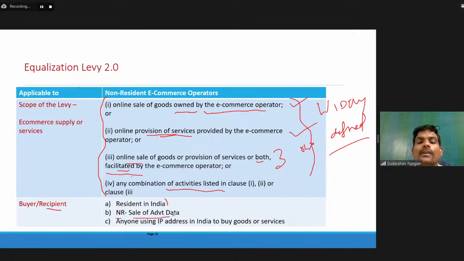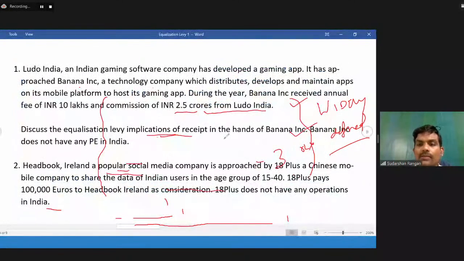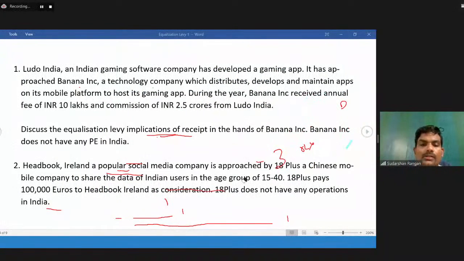Non-resident sale of advertisement data. Anyone using IP address in India to buy goods or services. So I will explain this through example. Let's go to better understand whatever we have discussed through case studies. So that's a practical way to easily appreciate the provision. Now let's look at the first part. First question. I hope it's visible.